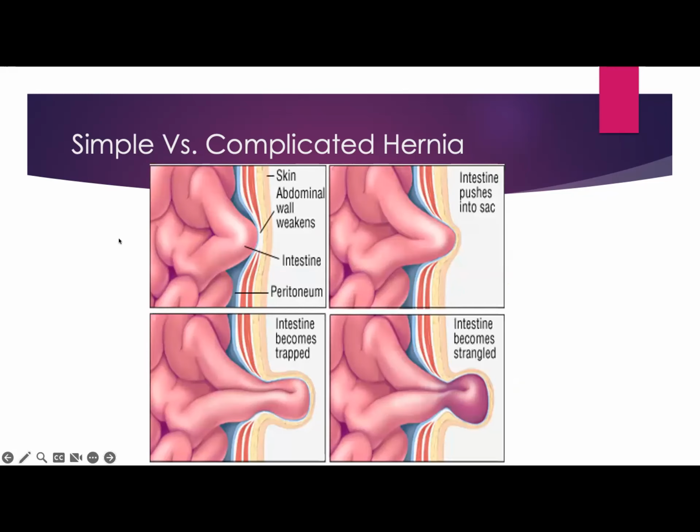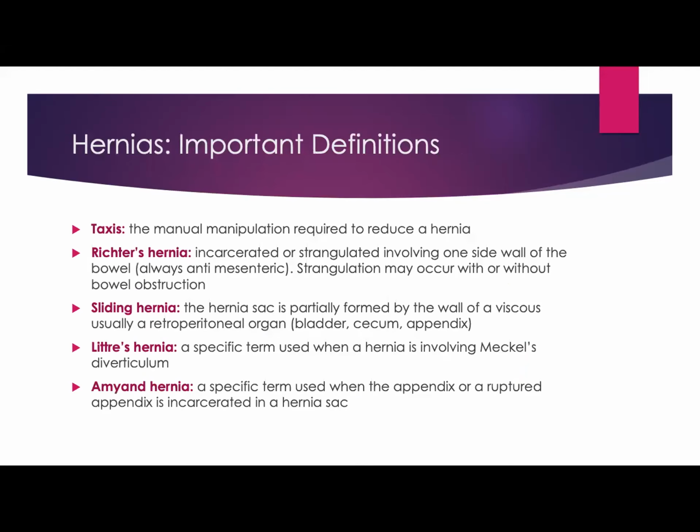Next, this is another image which shows the defect through the abdominal wall. These are just simple pictures; they don't really reflect reality. There are also other special considerations regarding the type of the hernia. Taxis refers to the manual manipulation, which is what we do to reduce the hernia.